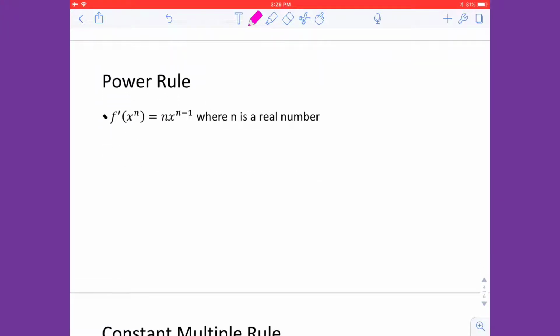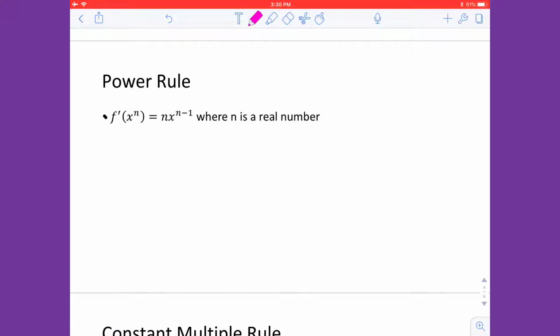Your second rule is the power rule. This is probably seen as one of the most helpful rules. So this says that the derivative of x to the nth, meaning you have some function that contains a power, you can multiply that power to the front as a base value, and then you subtract 1 from your exponent value, as long as your exponent value is a real number.